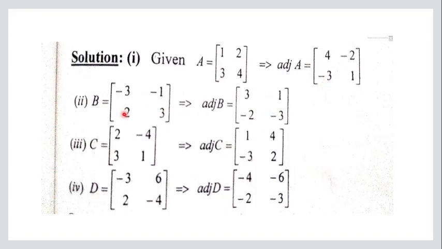This is it. Similarly, for the matrix B, we just need to change the position of the elements in the main diagonal and then the sign of the elements in the secondary diagonal. So this is the adjoint of B. Similarly, adjoint of C and then adjoint of D.